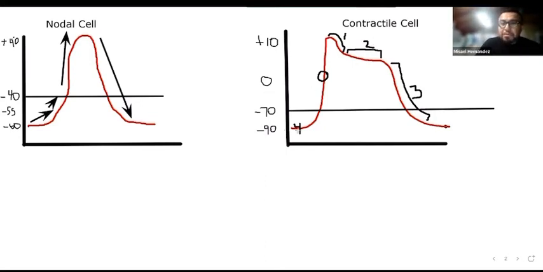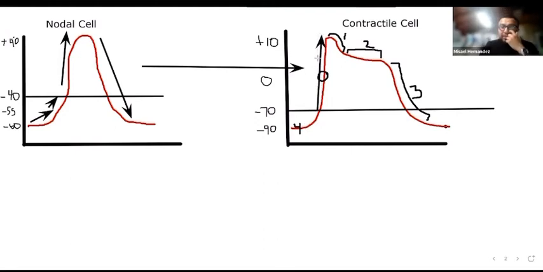So the resting membrane potential of the contractile cell is consistent at minus 90. The threshold is minus 70. So once those calcium ions are shifted from the nodal cell to the contractile cell via the gap junctions, that's when the polarization starts to increase. You have the resting membrane of minus 90, which is phase 4. Then it starts becoming more positive. Once it hits that threshold of minus 70, as more calcium starts coming, the sodium and the calcium start going inside the contractile cell, and at that point, the depolarization occurs and it hits plus 10.